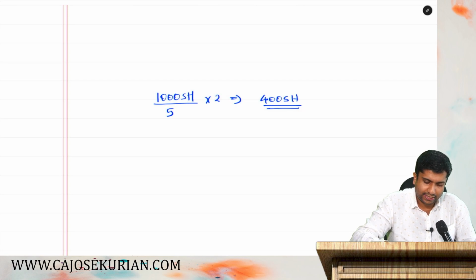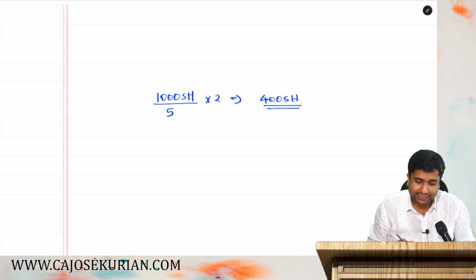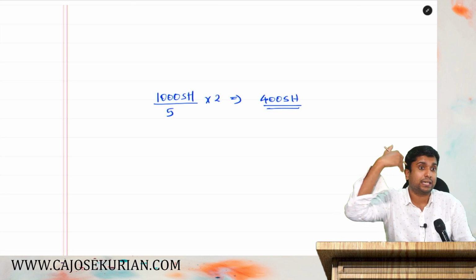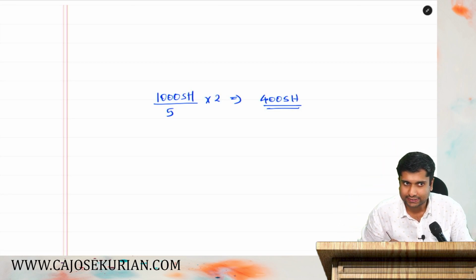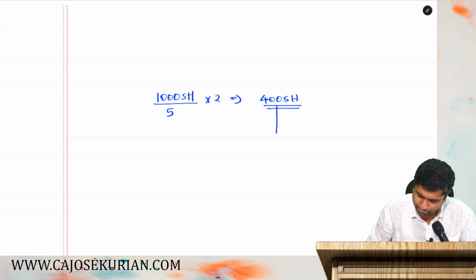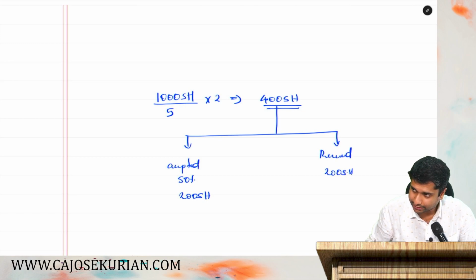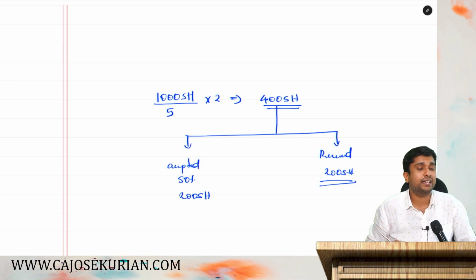Now what they are saying is, out of that entire right offer, he has accepted 50% of that offer and renounced the remaining 50%. That's what the question says. So out of 400 shares, you can split that into 2. He accepted 50%, that means 200 shares, and renounced the rest 200 shares. So he accepted 200 and renounced 200.